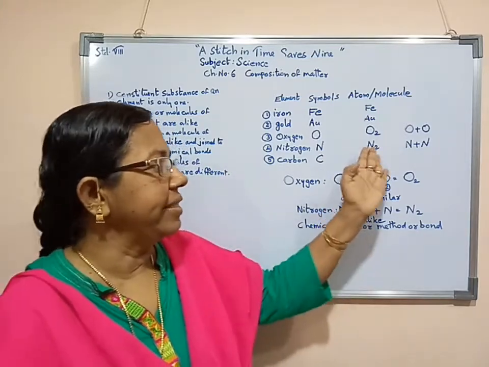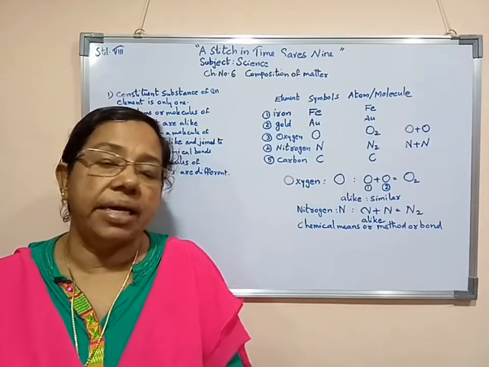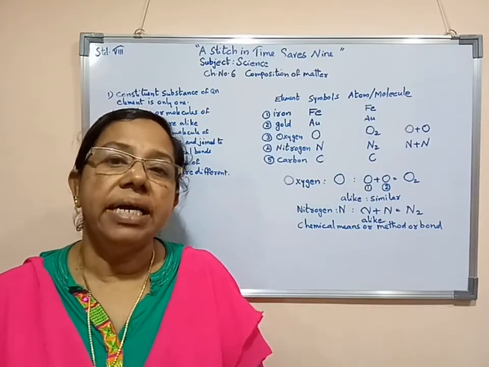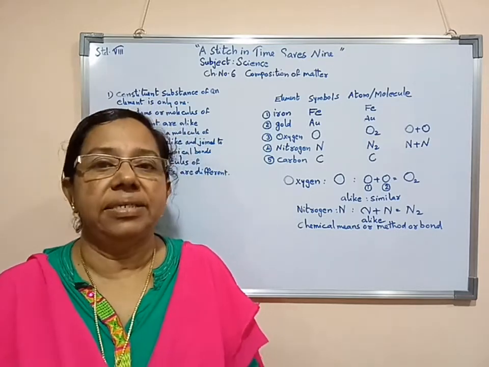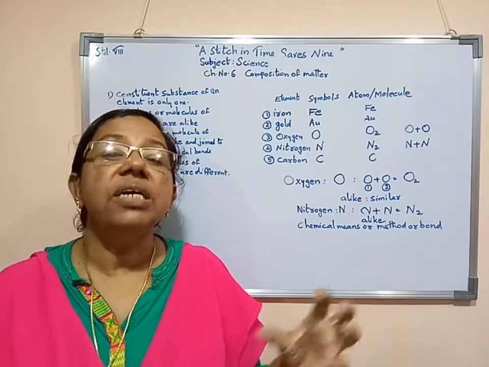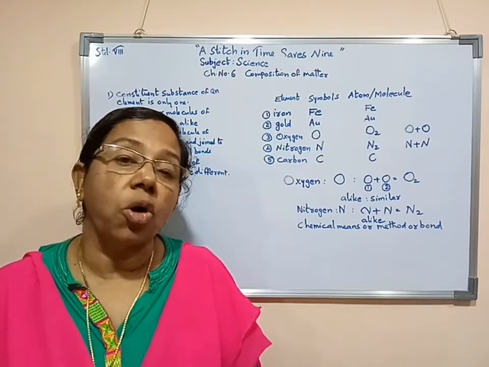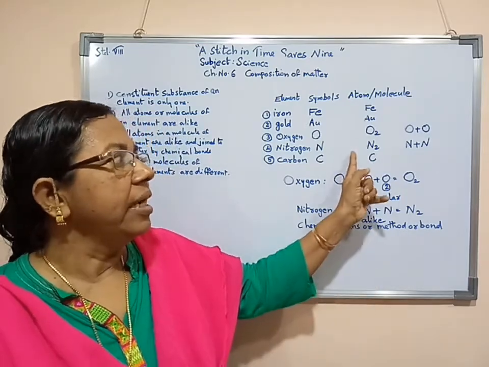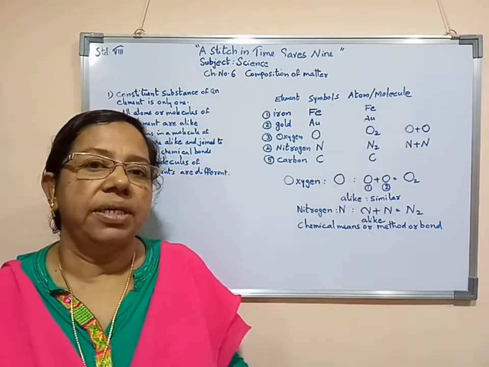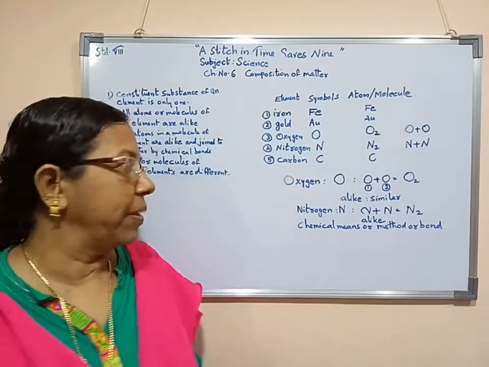Now nitrogen molecule formation, nitrogen joining with other nitrogen, is not a simple process. It is a chemical bond formation, a chemical method. It is not a physical process. Physical process means a simple process, but a chemical process is a complex process. So with the help of a chemical process only, the molecular formation of atoms of the element will take place.